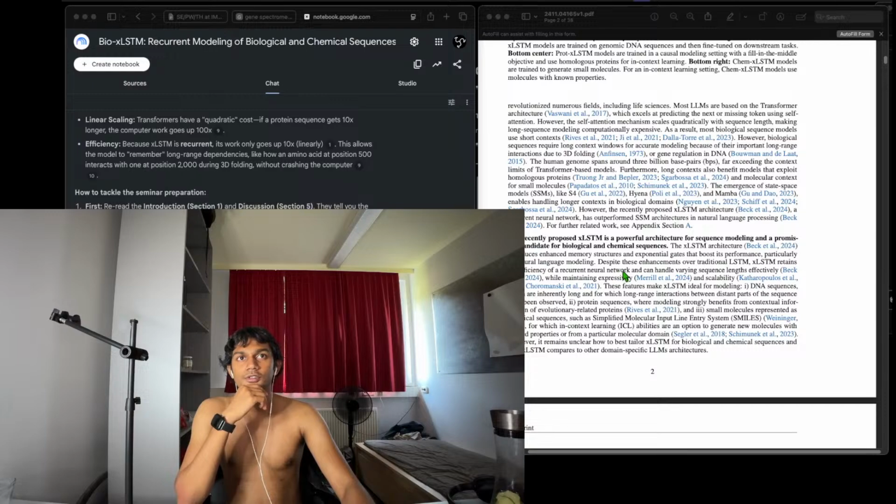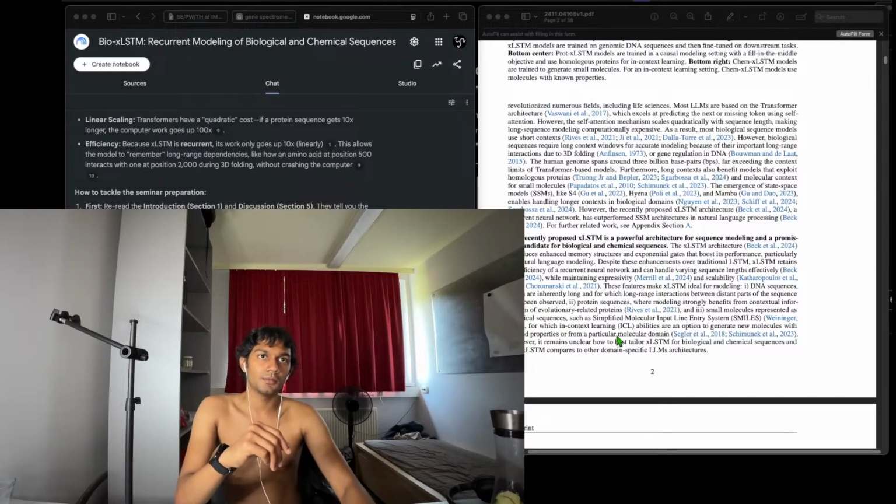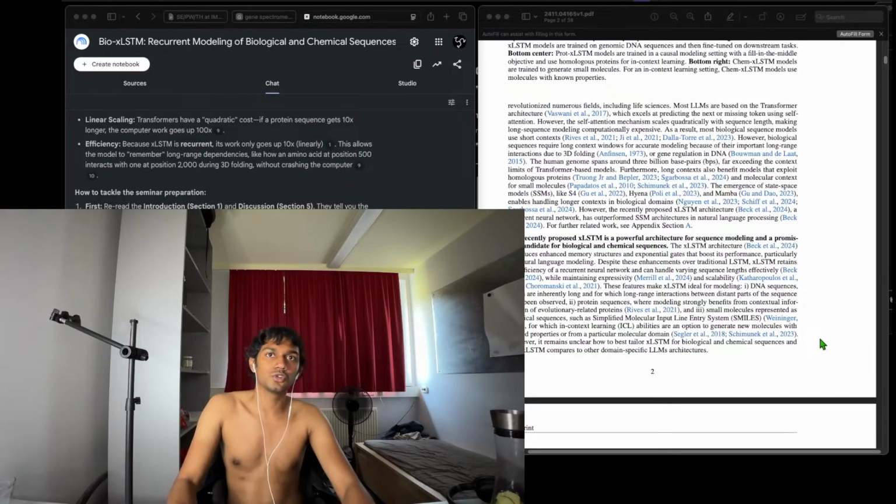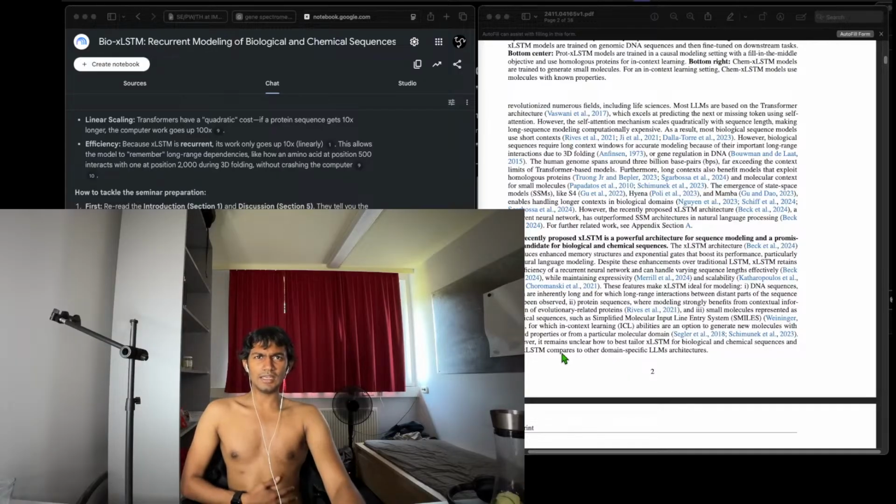Introduce enhanced memory structures and exponential gates that boost its performance. Okay, I read that. In-context learning abilities are an option to generate new molecules with desired properties or from a particular molecular domain. However, it remains unclear how to best tailor xLSTM for biological and chemical sequences and how xLSTM compares to other domain-specific LLMs. It remains unclear how to best tailor. Oh, so we still don't know.